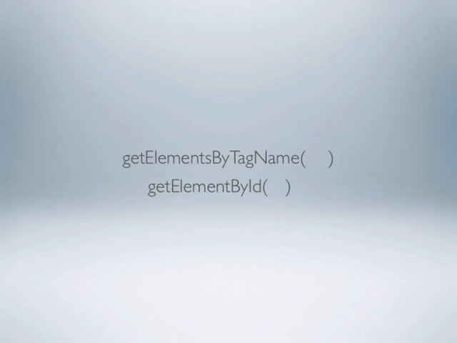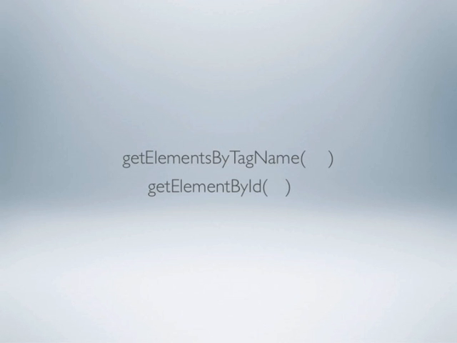Unfortunately, not all of the objects in a document are made as easily accessible to us as forms and images. Paragraphs, spans, headers, all of the multitude of other tags that we include in an HTML page that aren't forms or images are a little bit trickier to access. And what the browser does for us in those cases is it provides us these two methods, getElementsByTagName and getElementById.